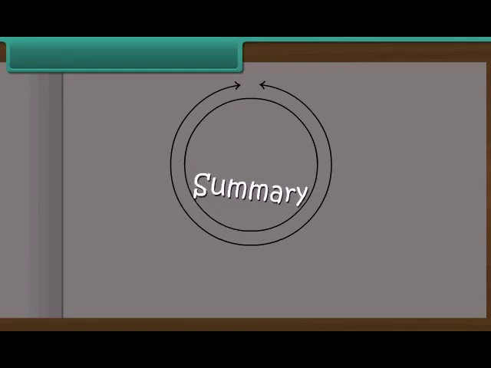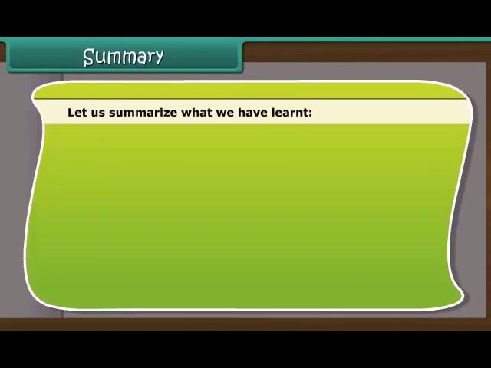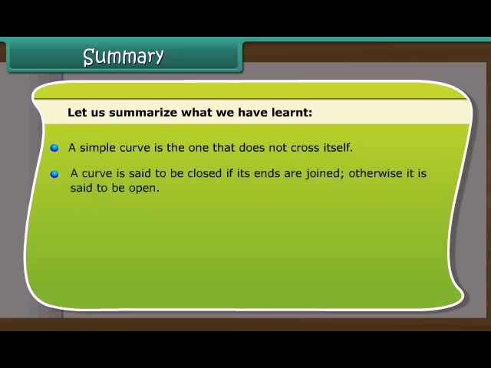Summary. Let us summarize what we have learned. A simple curve is one that does not cross itself. A curve is said to be closed if its ends are joined. Otherwise, it is said to be open.